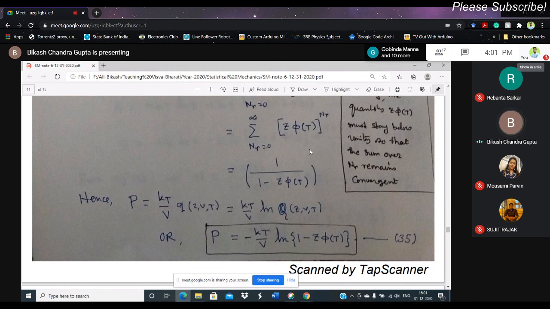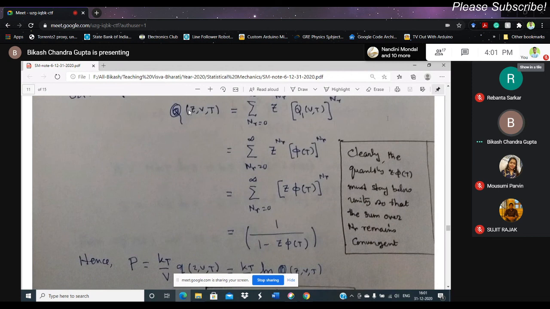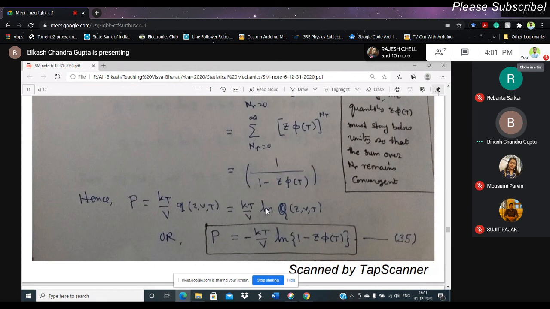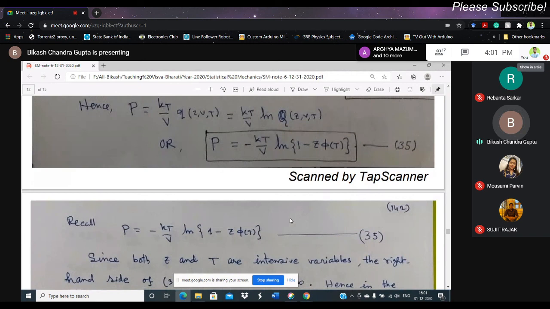And then PV by kT is ln of the grand partition function, so P is kT by V times ln of this grand partition function. Because it is in the denominator, the power minus 1 comes out, so it is minus kT ln(1 minus z phi(T)). So this is the expression for the pressure for the system where the particles are localized and volume is not going to play any role.